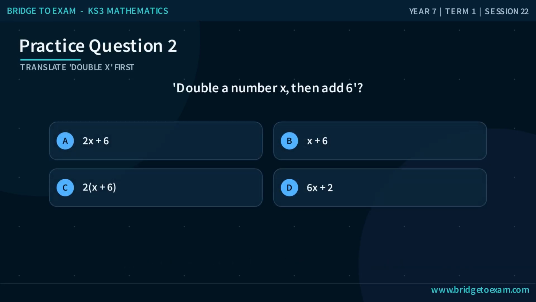Practice question 2. Which expression represents double a number x, then add 6? Option A is 2x plus 6. Option B is x plus 6. Option C is 2 times the quantity x plus 6. Option D is 6x plus 2. Pause and translate double a number x first.